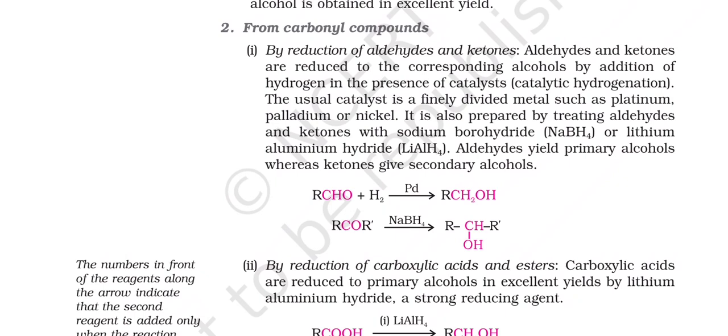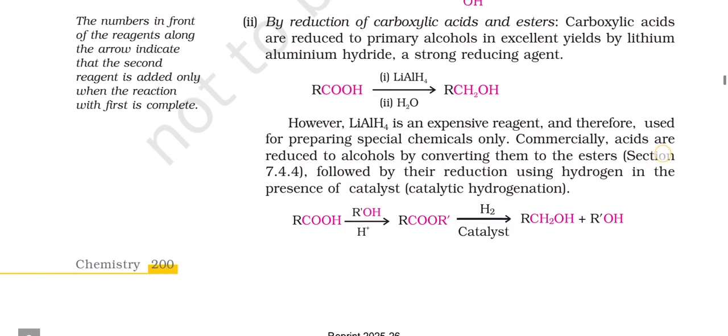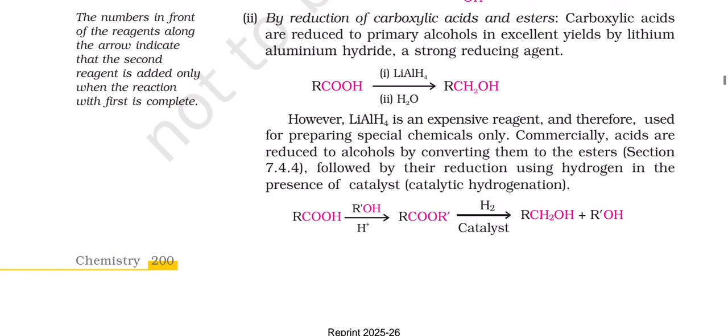From carbonyl compounds, by reduction of aldehydes and ketones. Aldehydes and ketones are reduced to the corresponding alcohols by addition of hydrogen in the presence of a catalyst. The usual catalyst is a finely divided metal such as platinum, palladium or nickel. They are also reduced by treating aldehydes and ketones with sodium borohydride or lithium aluminium hydride. Aldehydes yield primary alcohols, whereas ketones give secondary alcohols.